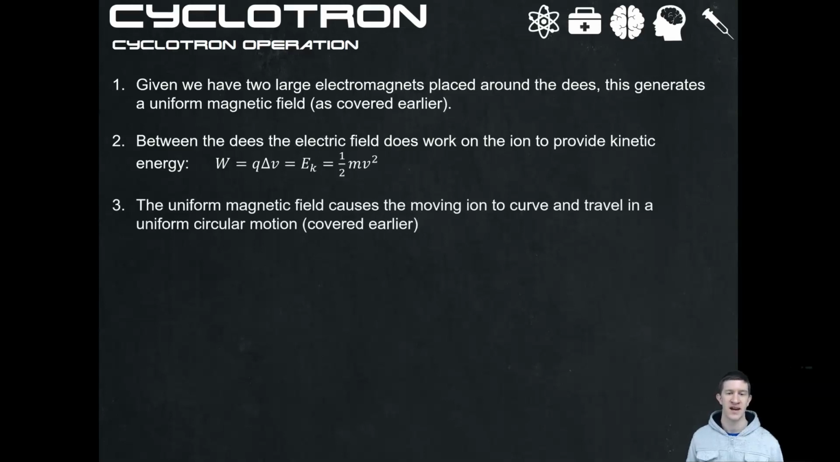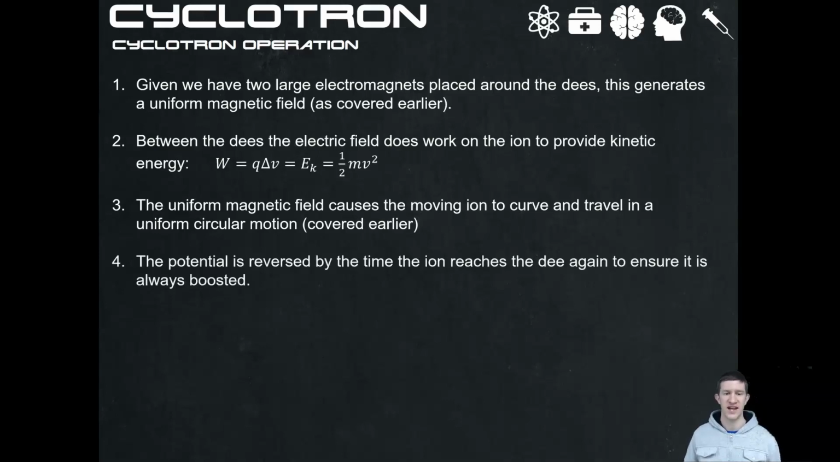The uniform magnetic field causes the moving ion to curve, and it travels in a uniform circular motion, which we also talked about in the last video. The potential is reversed by the time the ion reaches the D again, and this ensures that the ion is always boosted. It's never traveling opposite to the direction of the electric field, so that it's constantly accelerated.